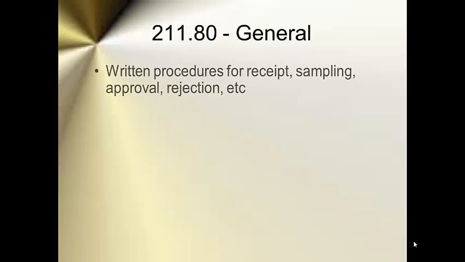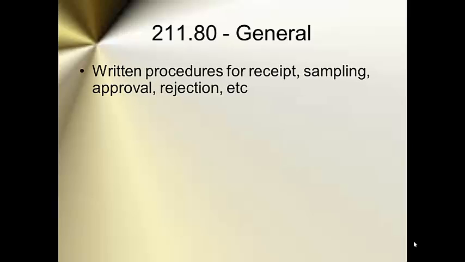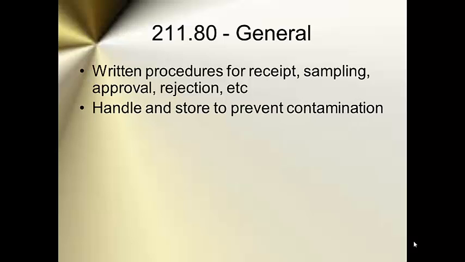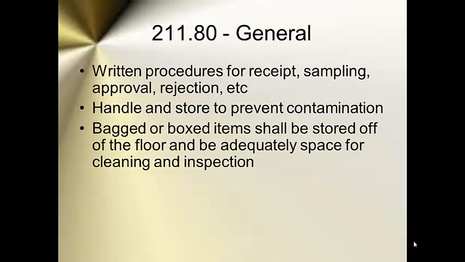80 is talking about general items, written procedures for receipt, sampling, approval, rejection, everything. Handle and store materials to prevent contamination. They're bagged, boxed items stored off the floor and be adequately spaced for cleaning and inspection.